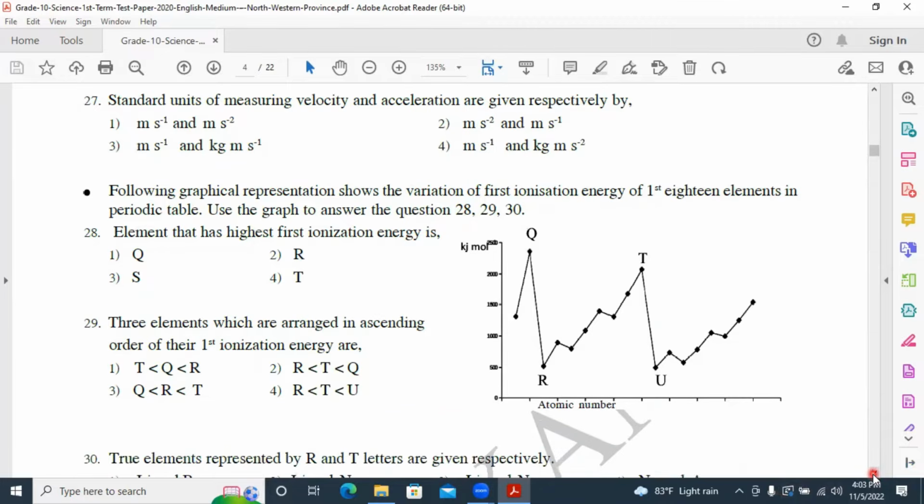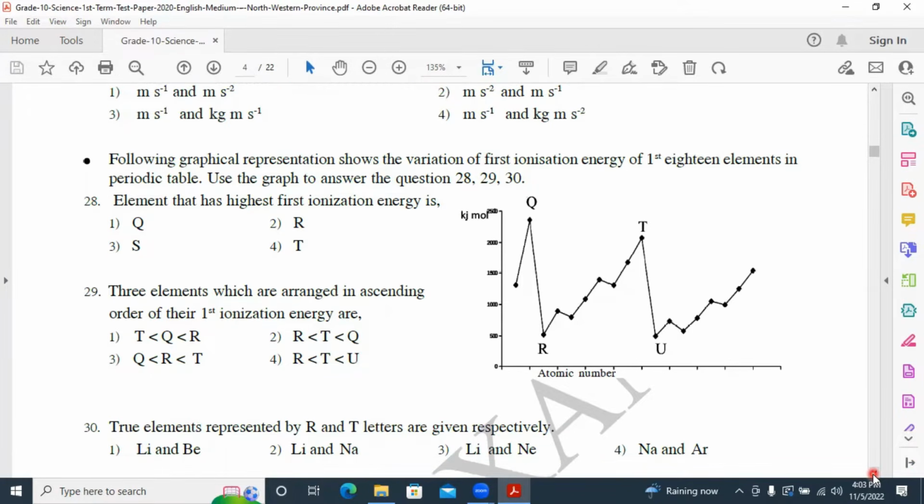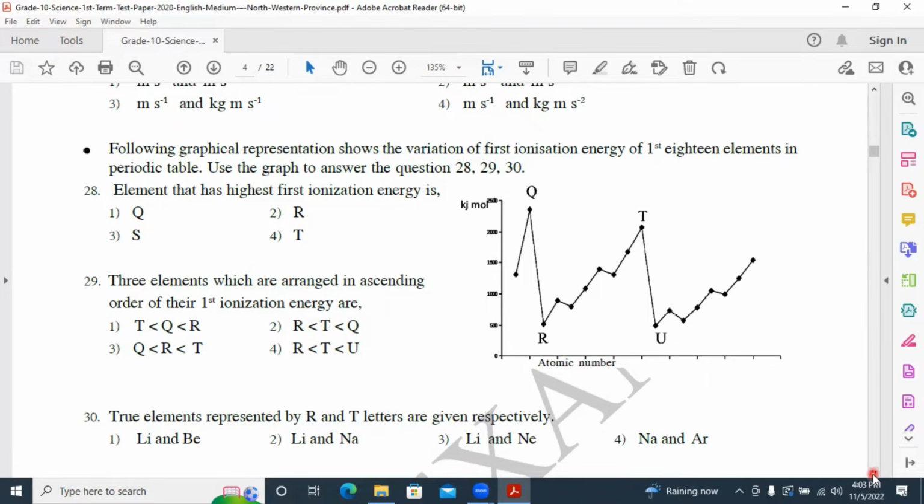The following graphical representation shows the variation of first ionization energy of the first 18 elements in the periodic table. Use the graph to answer questions 28, 29 and 30. The element that has the highest first ionization energy is the element Q, answer number 1. Three elements arranged in ascending order of first ionization energy are answer number 2, R, T and Q. Q has the highest and R has the lowest.